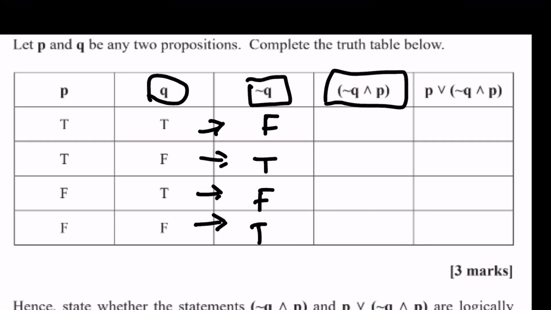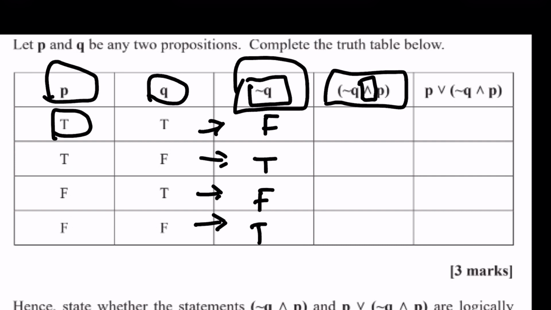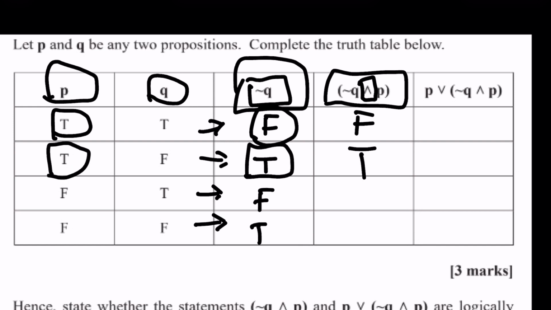And now they want us to give the negation of Q and P. Remember, this sign is AND. So for negation of Q and P, we're looking at the negation of Q column and the P column, and we want both of them to be true at the same time. In the first row, we have T and F, so that's false. In the second row, we have T and T, so that's true, because for an AND gate we need both values to be true. And for the third, we have false and false, so that's not true.